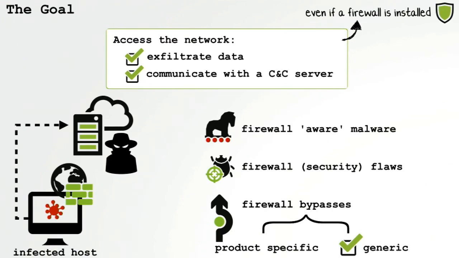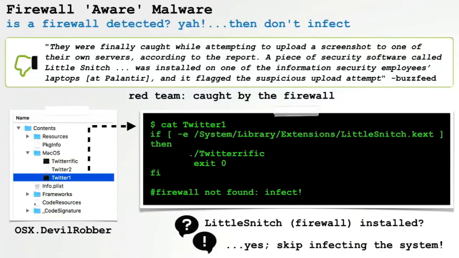So in this part of the talk, we're first going to look at some malware, firewall-aware malware. We're then going to talk about some exploitable security flaws in firewall products, and then end with talking about some firewall bypasses. It's actually very important for malware to detect if there is a firewall on the box, because if it doesn't, as we can see on the slide, this might be its undoing. The firewall might detect when the malware, which was previously undetected, connects out, and thus alert the user that there is something suspicious on their box.